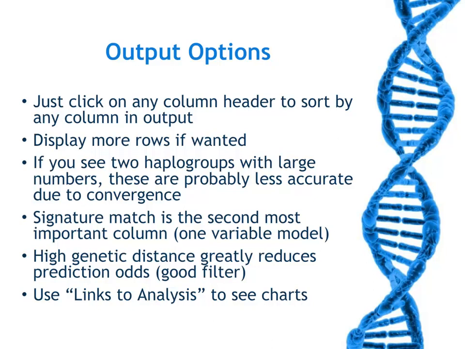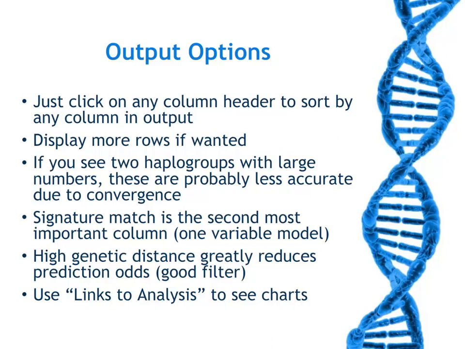There are several options for the output screens. If you click on any of the headers for the columns, it'll sort that column by that particular output. Also, on the bottom of the screen, if you want more rows to be shown, you can do that, or you can display them all.